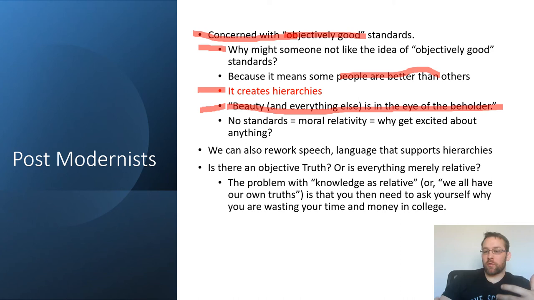No standards just means more relativity, right? And then you get to this point where it's like, why do I need to get excited about anything, right? If there's no standards for what is good, there's no standards for what is intellectual mastery of an academic skill, right? If there's no standards for judging any of that, it's like, well, why do I need to get excited about everything? Why do I need to really learn anything, right?